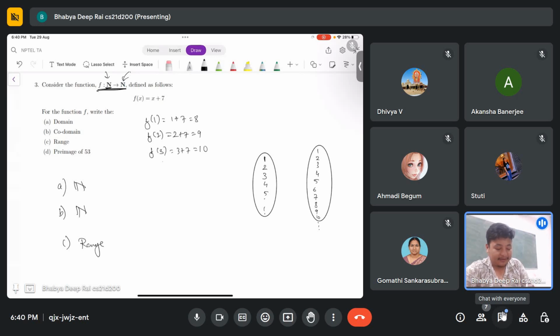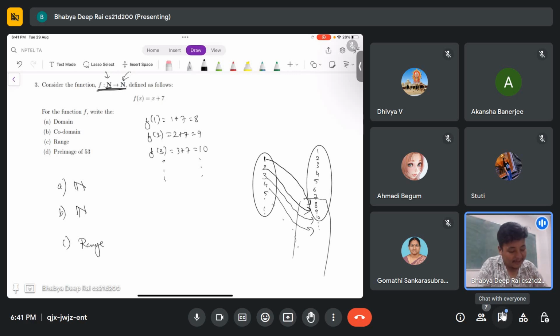Now we see the pattern, right? So f of 1 maps to what? 1 maps to 8. F of 2 is equal to 9, so 2 maps to 9. And 3 maps to 10. And 4 maps to, and so on. And we realize that starting from 8, we never miss any number here. We'll map to every number.